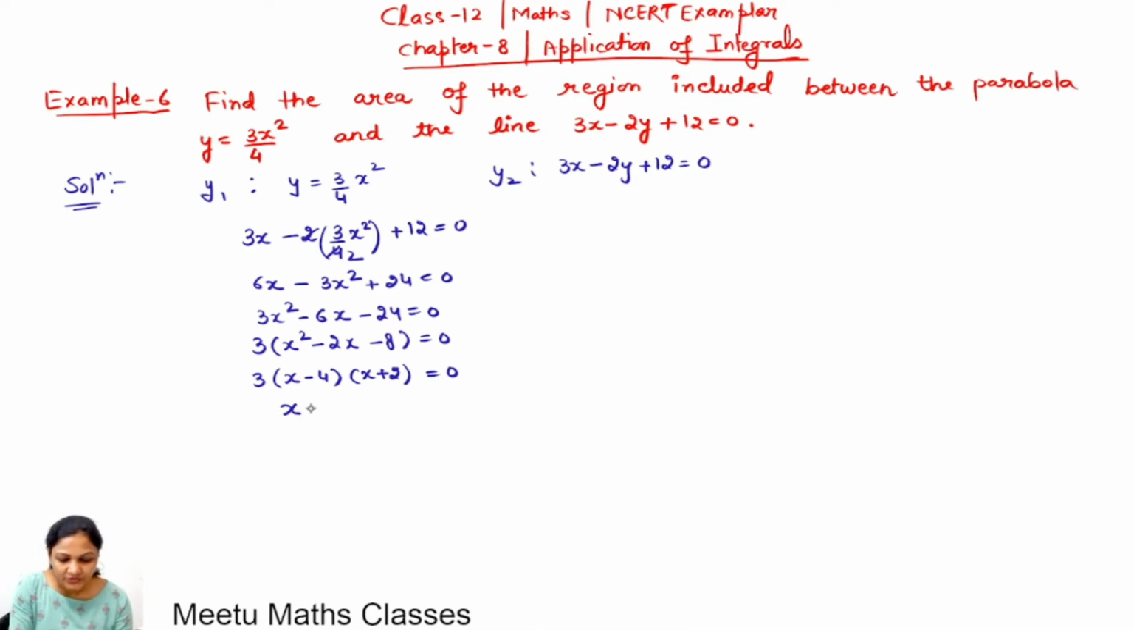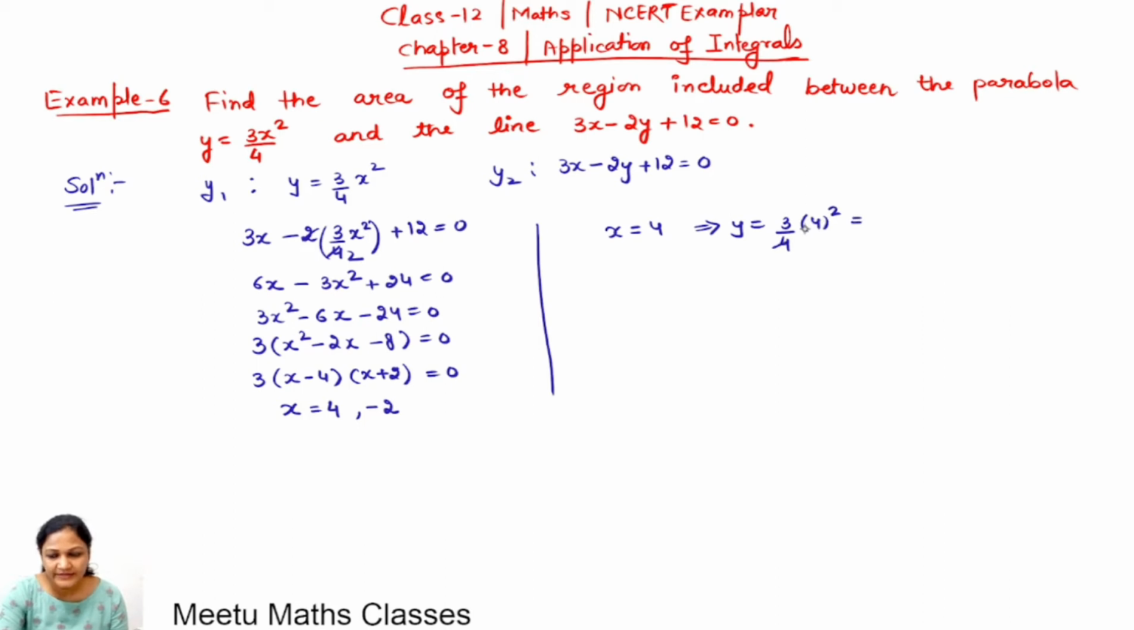So we will get two values of x, equal to 4 and minus 2. When x equals 4, your y will come out 3 by 4 into 4 square, that is 12. So your first point of intersection is 4, 12. When x equals minus 2, your y will come out 3 by 4 into minus 2 whole square, that is 4, so it will cancel out, y equals 3. So your second point of intersection is minus 2, 3.